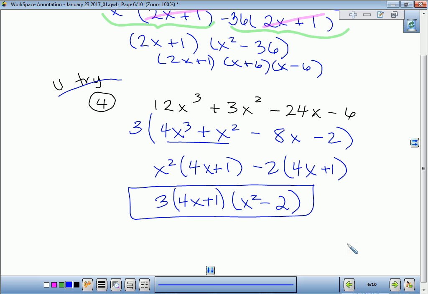I got it right. Now this one's not quite as fun because this is not a difference of squares, so it doesn't keep factoring, but it's alright. It's fun.